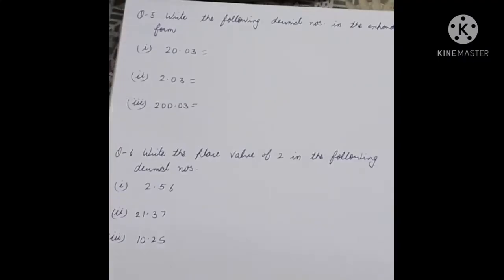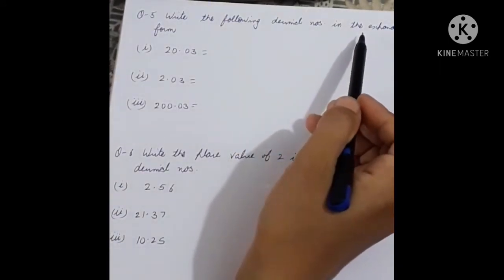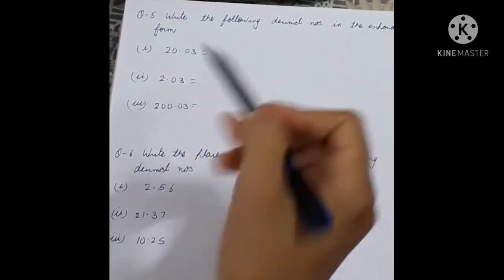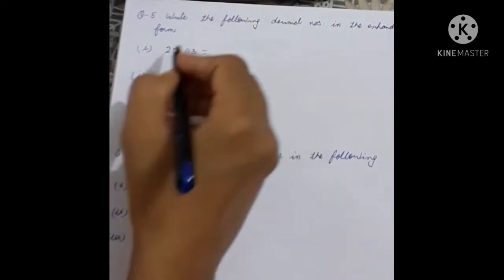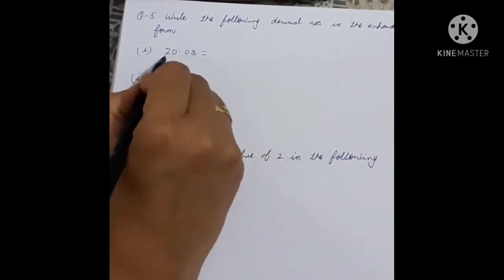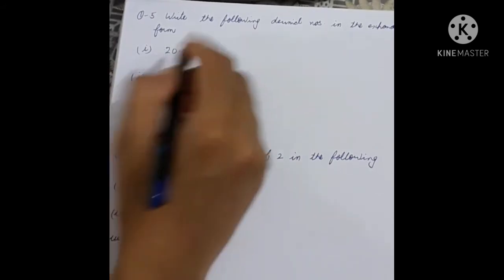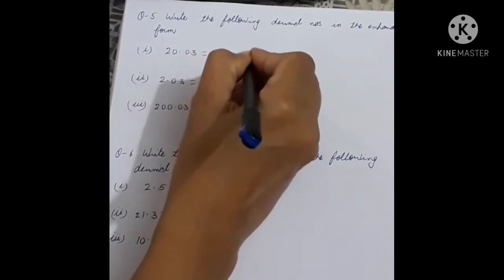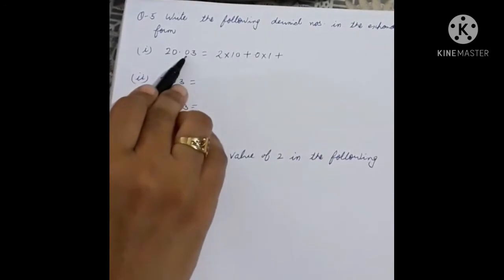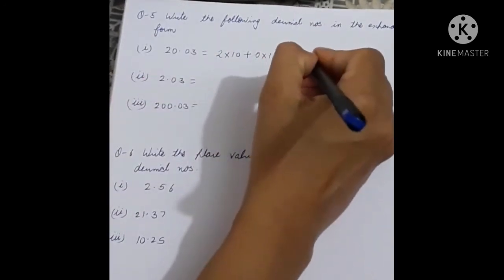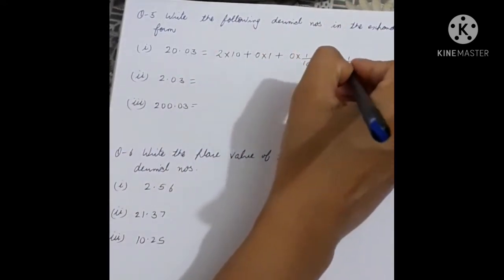Question number 5 is write the following decimal numbers in the expanded form. In the previous video, I told you how to write the decimal number in the expanded form, the number multiplied by the place where it is. Like it is 20.03. So this 0 is at 1's place, 2 is at 10's place, this 0 is at 10th place and 3 is at 100th place. So 2 is at 10's place, so 2 into 10 plus 0 is at 1's place, 0 into 1 plus here the 0 is at 10th place, so it will be 0 into 1 by 10 plus this 3 is at 100th place, so it will be 3 into 1 upon 100.